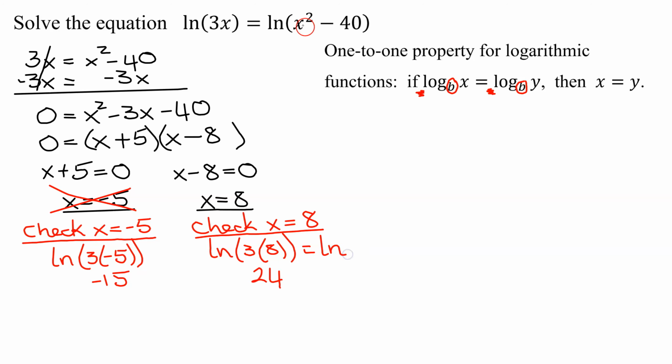Equals the natural log of x squared minus 40. X is 8, so it's 8 squared minus 40. 8 squared is 64. So I have 64 minus 40 is my argument, which is 24. Is that a positive number? Yes. So I have now proved that x equals 8 is not extraneous.